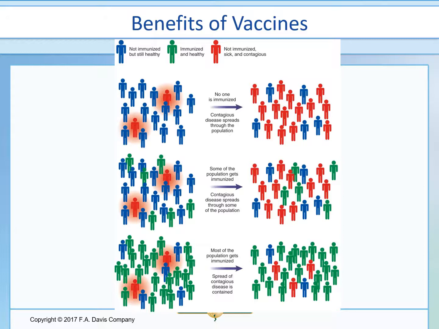In the top figure, no one in a population is immunized, so one or two individuals who are contagious spread the disease through the entire population. In the middle figure, you can see there are several immunized and healthy individuals. So some of the population gets immunized, so the contagious individuals spread the disease through the population, but less than in the figure above, in which no one is immunized. Then finally, in a population in the bottom figure, where most of the people have been immunized, the spread of the contagious disease is contained to very isolated individuals.